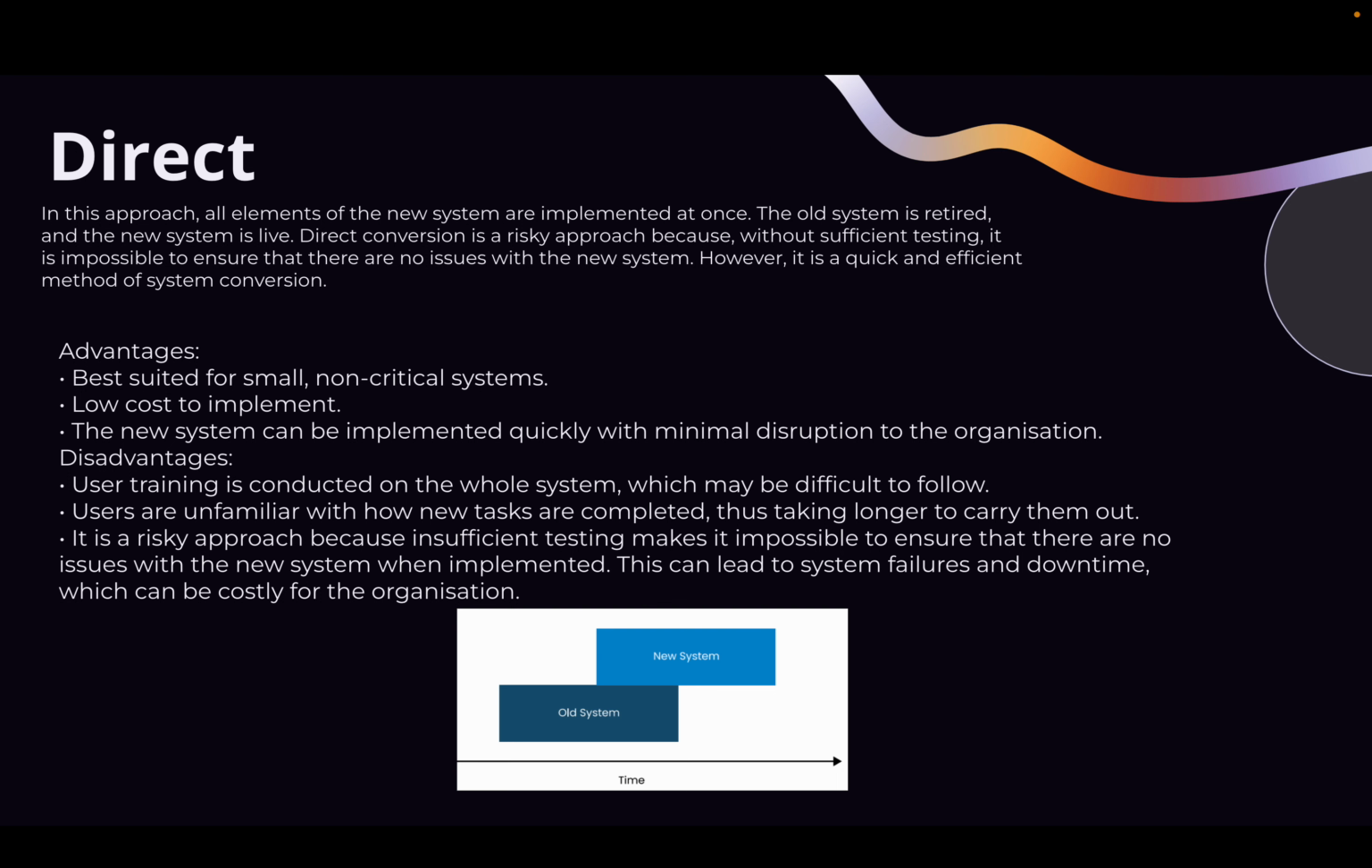It's best suited for small non-critical systems. That is because if it's a small non-critical system, there will be less of an impact if an error does occur, which is better for an organization. It's low cost. You don't have to spend on training. Everyone learns all at once. The new system is implemented quickly. It doesn't cause much disruption when implementation occurs. User training is conducted on the whole system, which may be difficult to follow.